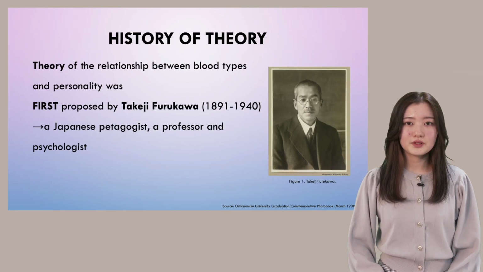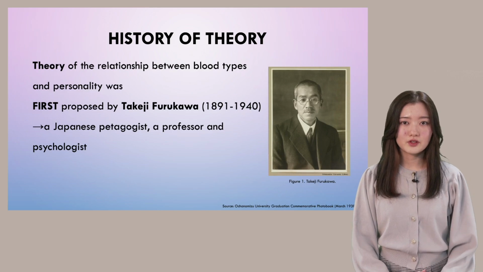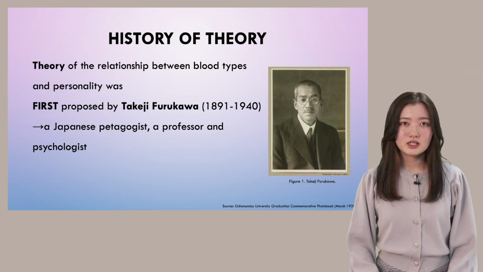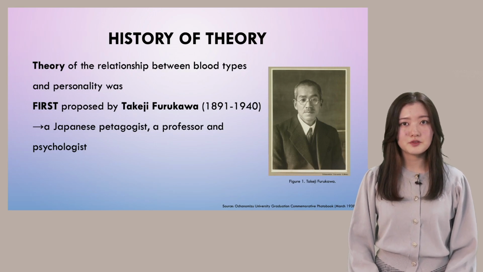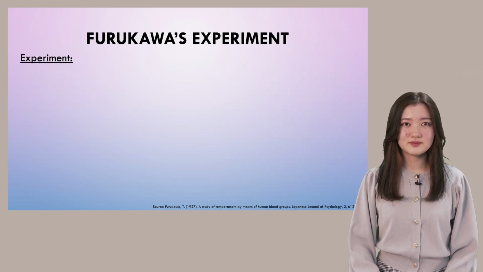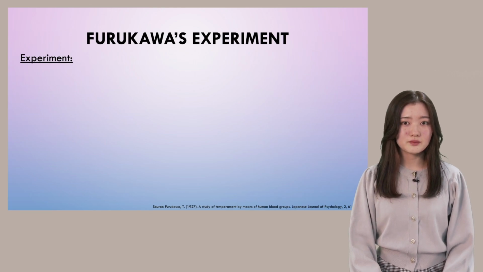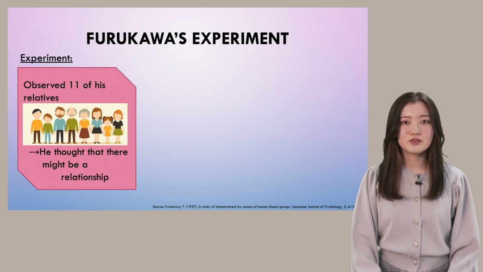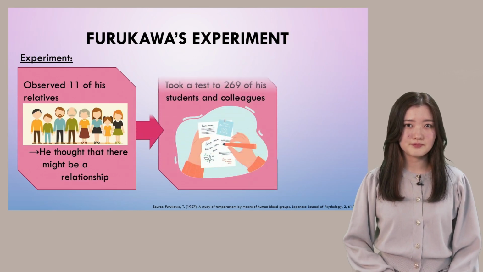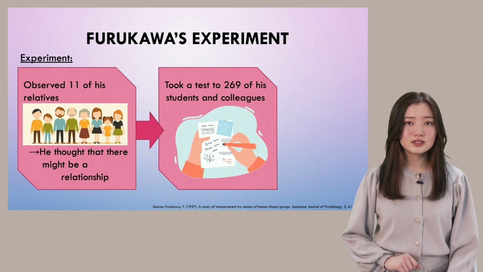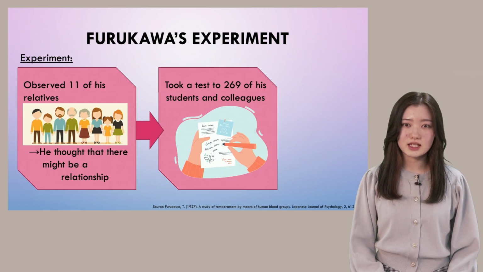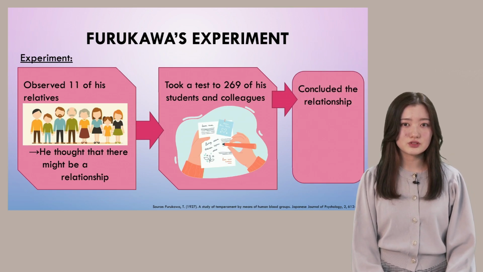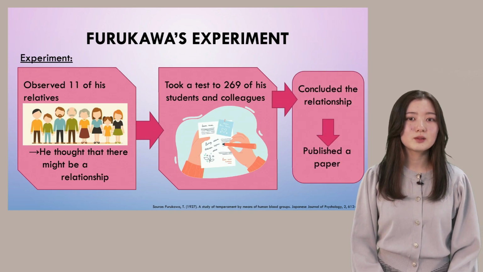Do you know who proposed the theory for the first time? The answer is Takeshi Furukawa. He is a Japanese pathologist, a professor, and psychologist. In his experiment, he first observed 11 of his relatives and thought that there might be a relationship. Then he gave a test to 269 of his students and colleagues and concluded that the relationship is true. Then he published a paper.